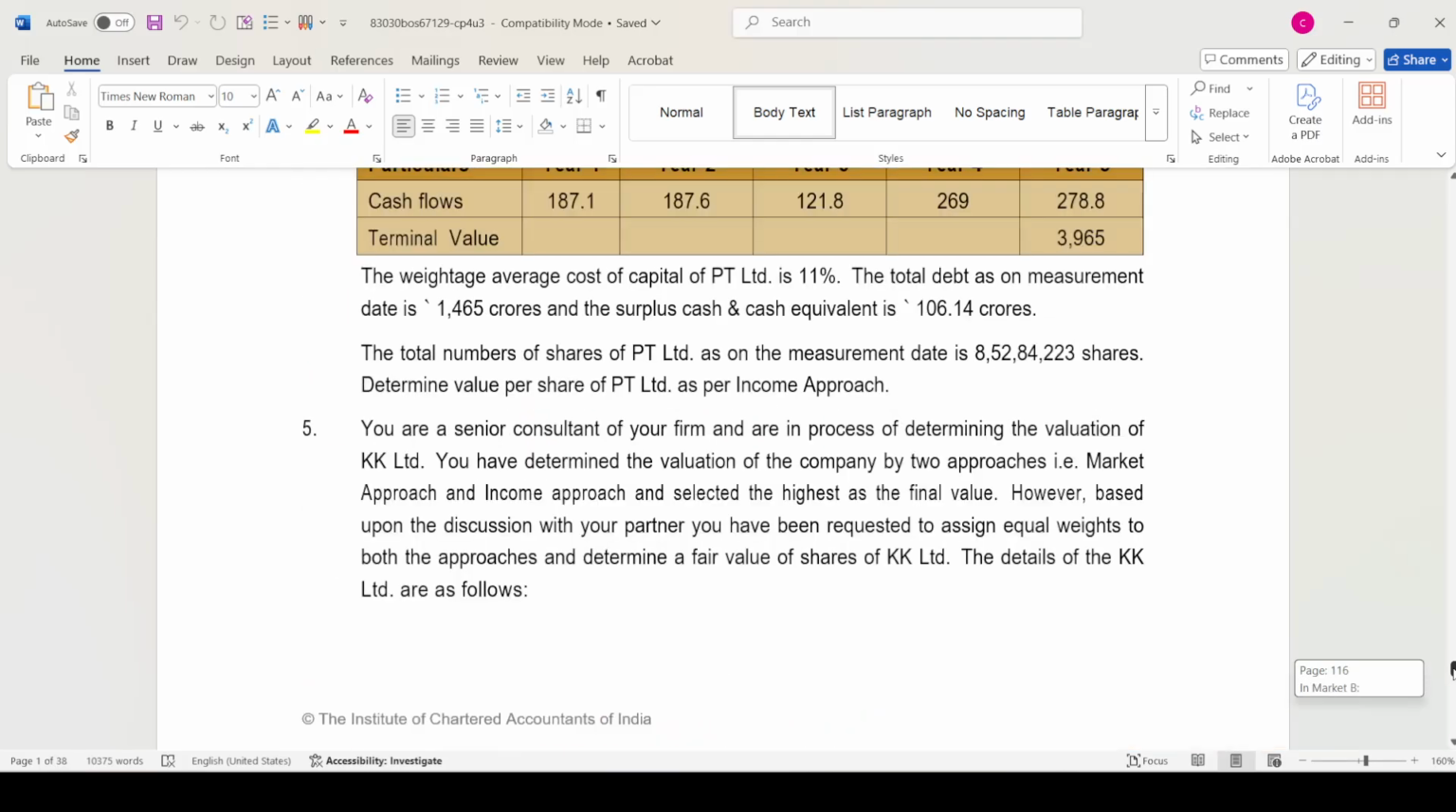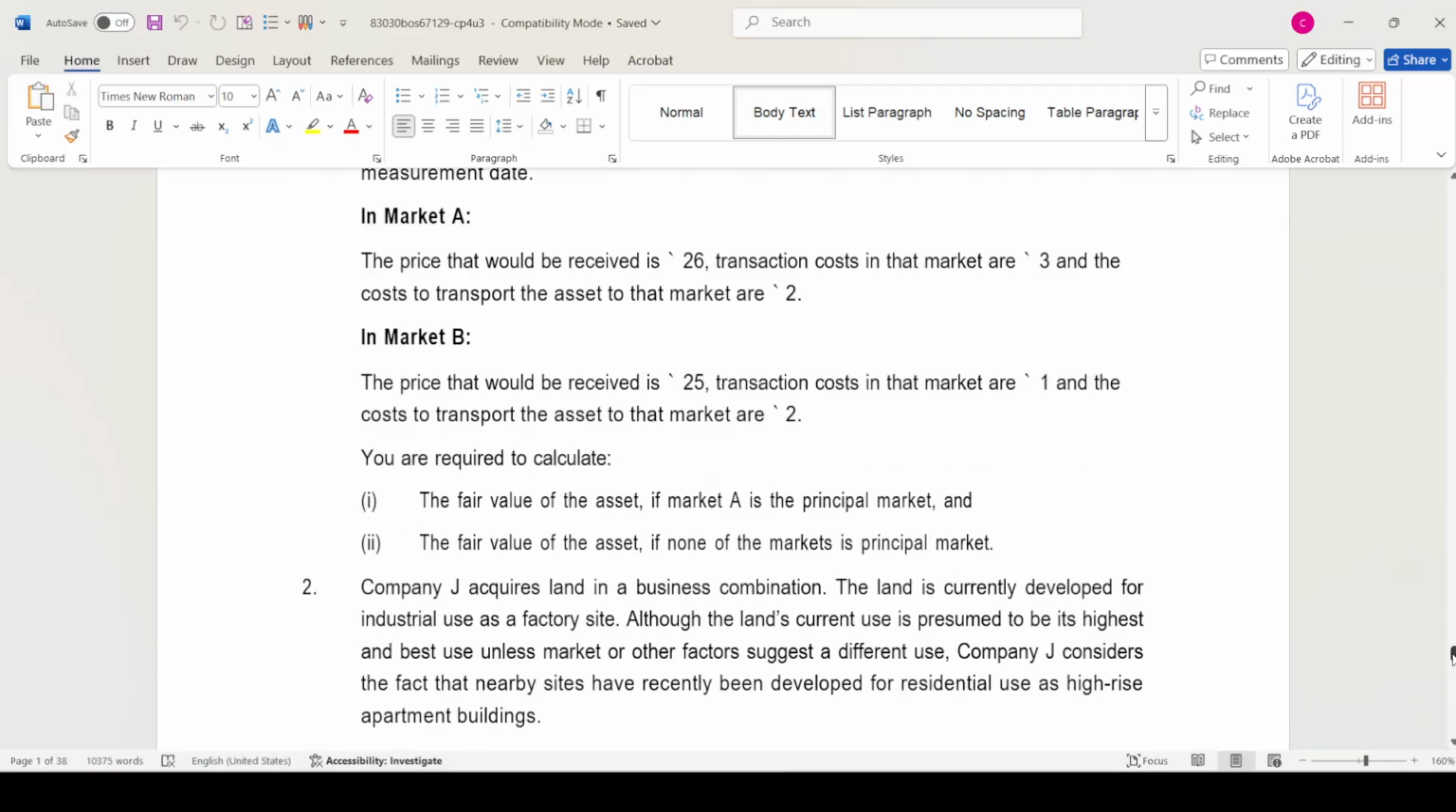Now let us understand the fair value of the asset if none of the markets is the principal market. If none of the markets is the principal market, out of these two markets in which the entity can sell, we should first identify the most advantageous market. The most advantageous market, as the name itself says, is where you can receive the highest net proceeds. So we should calculate the net proceeds from each market, and the market which provides the highest net proceeds is known as the most advantageous market.